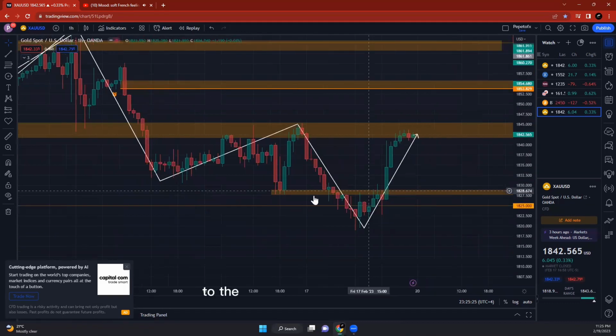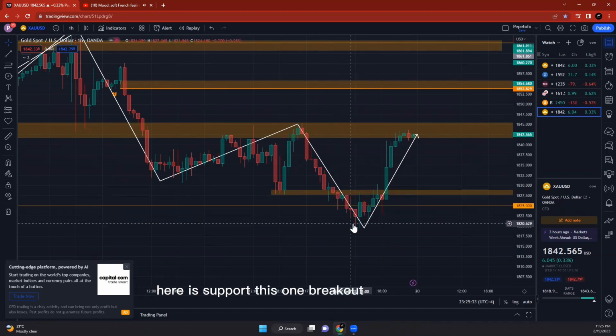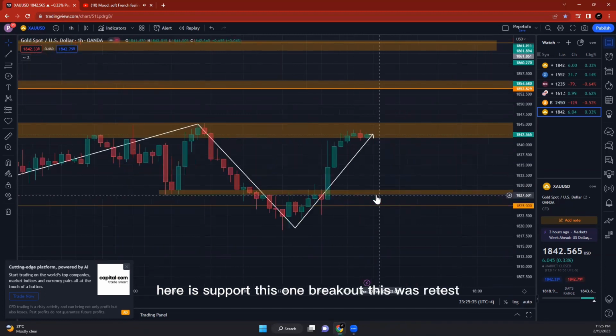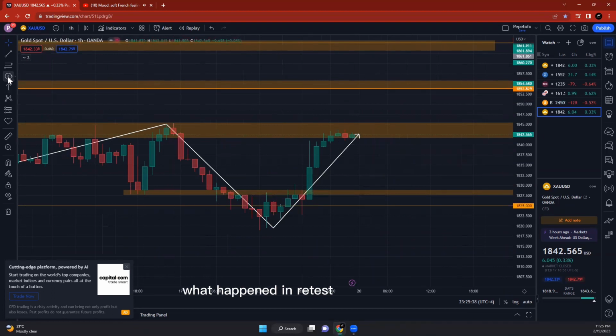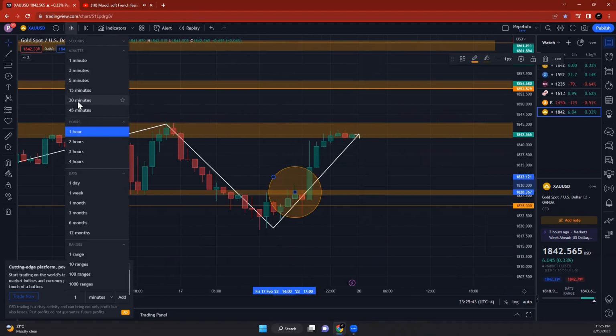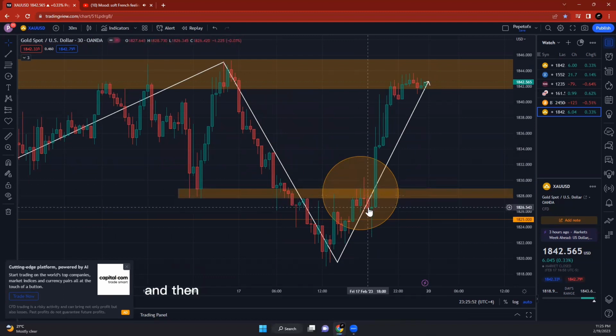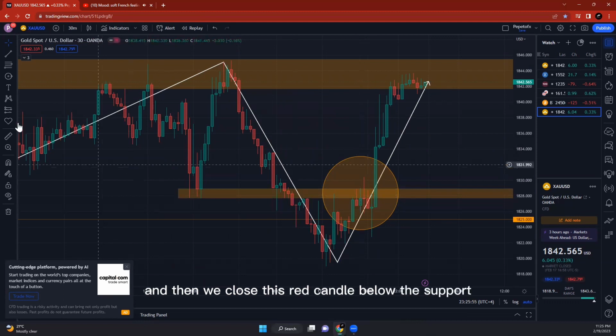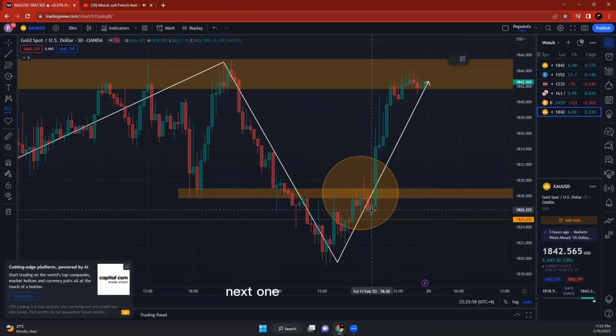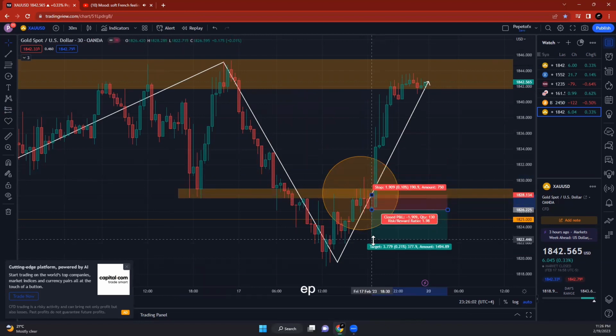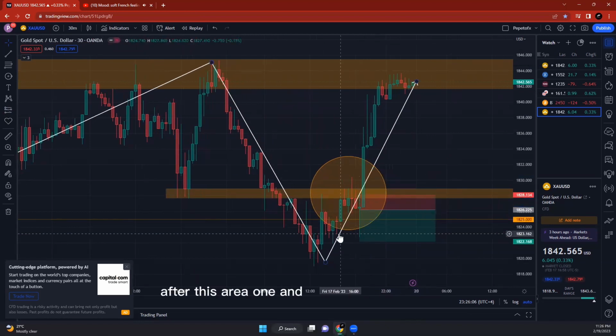Now here, for the worst case scenario, the worst trade I had was on Friday. Here is support. This one, breakout. This was the retest. Okay, what happened in the retest? Let's highlight it. We have here the 1 hour time frame. Let's go to 30 minutes. Okay, we have resistance and support at the same time. We have rejection, doji, and then we close this red candle below the support. So the next one I sold, it was here, TP up to this area, 1, and this is 2.